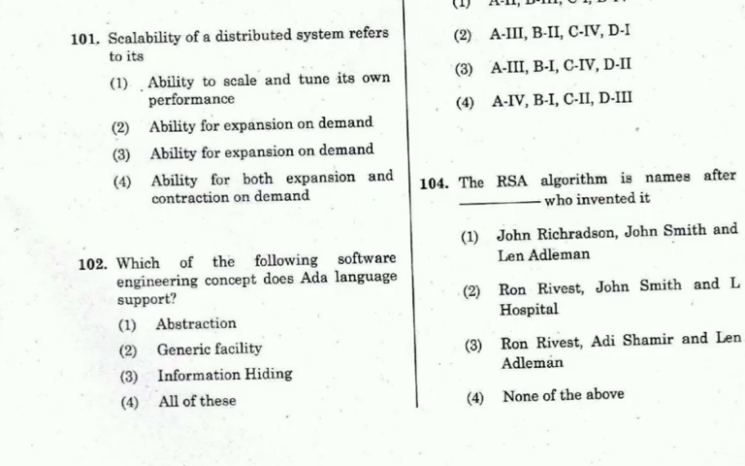The RSA algorithm is named after who invented it. RSA full form is Rivest-Shamir-Adleman algorithm. It is a widely used public key encryption system invented by Ron Rivest, Adi Shamir and Len Adleman. So answer 3 is the correct answer.